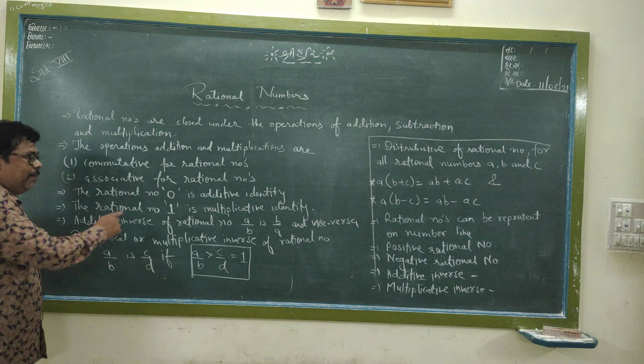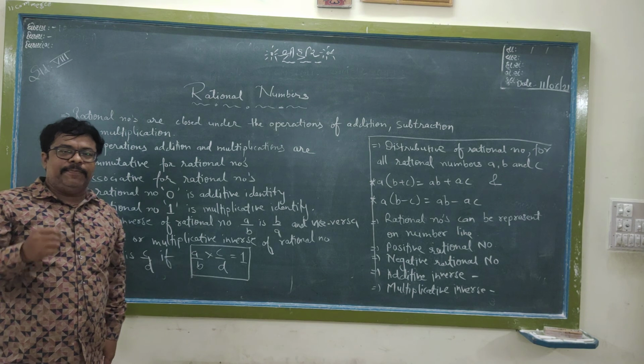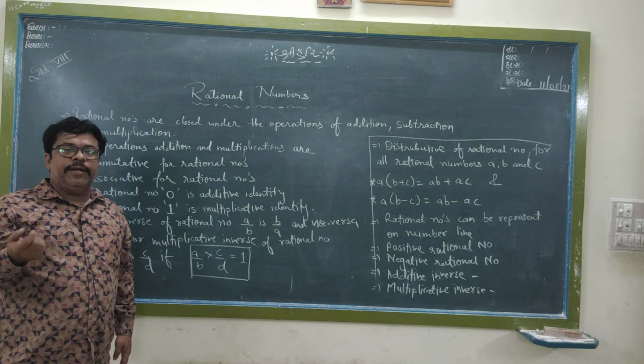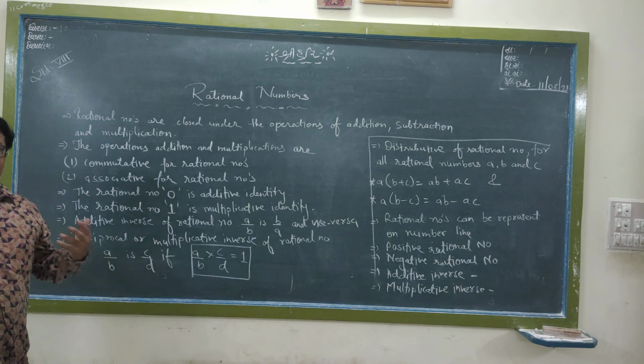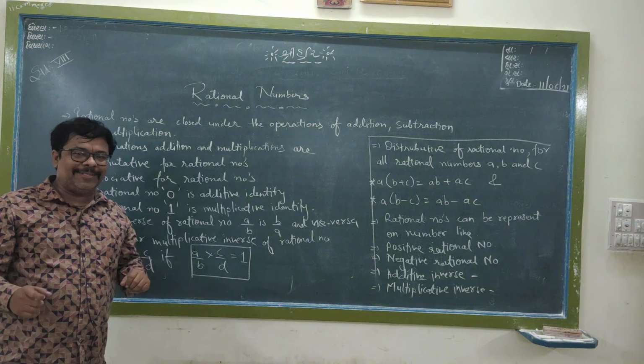So it is the additive identity for rational numbers, which is 0. Second, the rational number 1 is the multiplicative identity. Any number multiplied by 1 stays the same, for example 7 times 1 is 7, 100 times 1 is 100, 1 lakh times 1 is 1 lakh. So it is called the multiplicative identity for rational numbers.